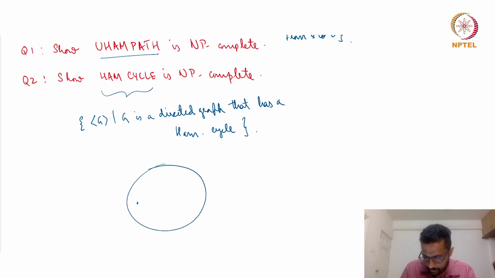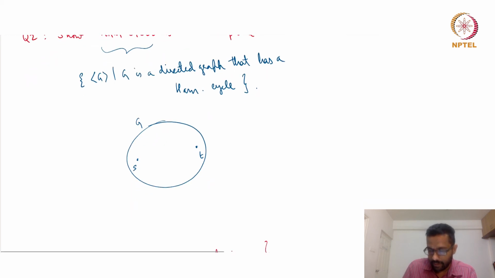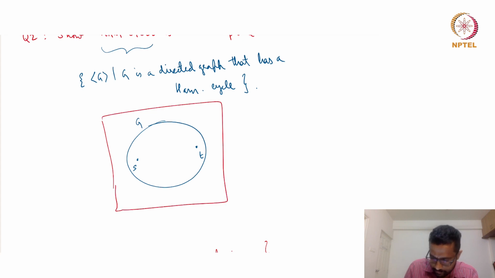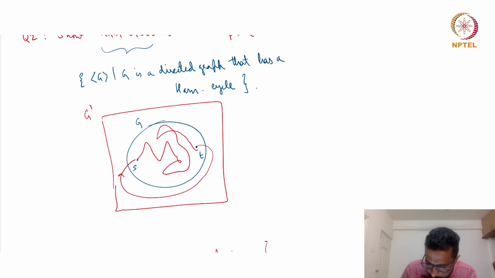So suppose this is G, this is S and this is T. Suppose G has a Hamiltonian path. Now I am making a new graph, let me call it G dash. G dash is all the vertices and edges of G plus another edge that is a directed edge from T to S. So now if G has a Hamiltonian path, something that goes through all the vertices from S to T, then you could combine that path with the TS directed edge to form a Hamiltonian cycle.